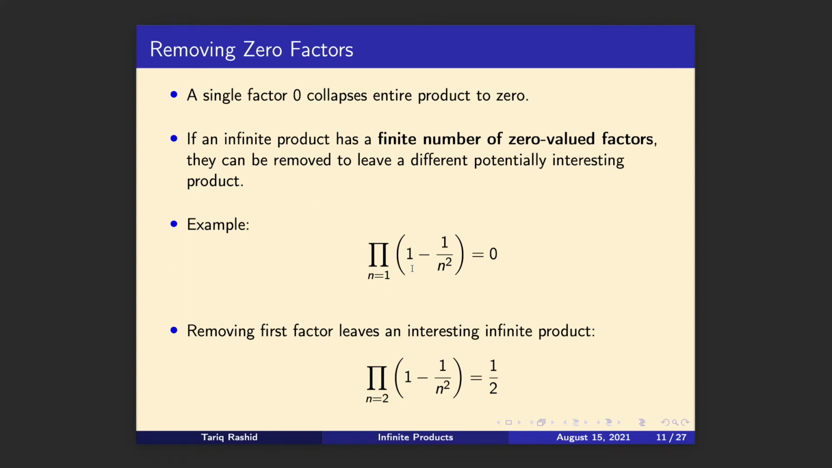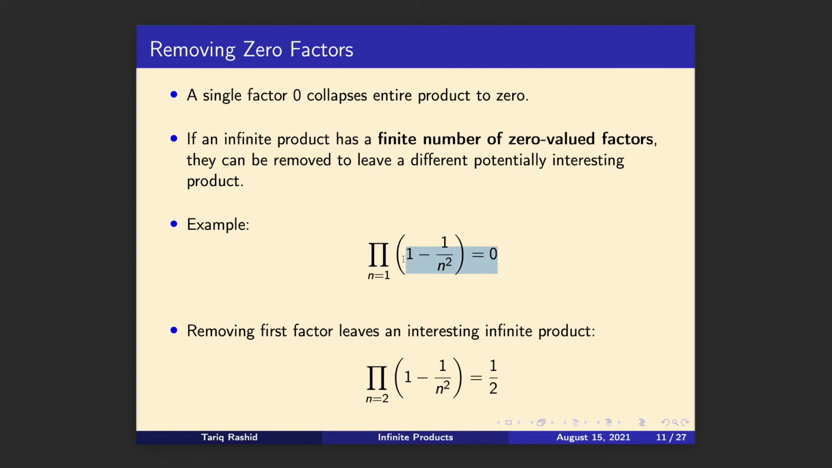The other thing to say, and we touched on this with one of the examples before, is we saw that a single factor of 0 collapses the entire product to 0, and that can be boring. That's not interesting. So if a product has a finite number of zeros, factors which have 0 value, then we can remove them and have a different product that might be interesting. So here's an example that we looked at before, but this is using n squared. So 1 minus 1 over n squared, if we have an infinite product over that, starting at n is 1, in the first case n is 1, 1 minus 1 is 0, so the whole thing is 0.